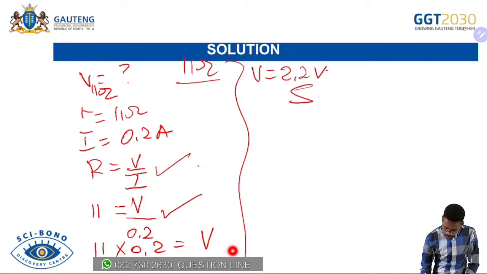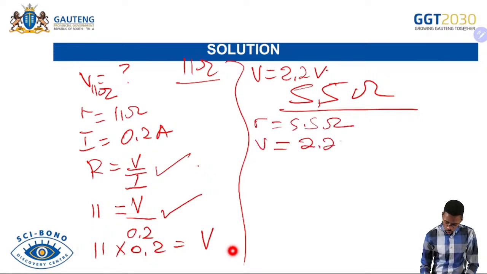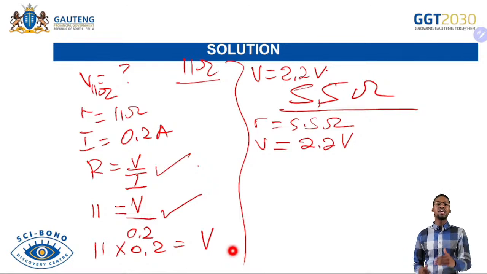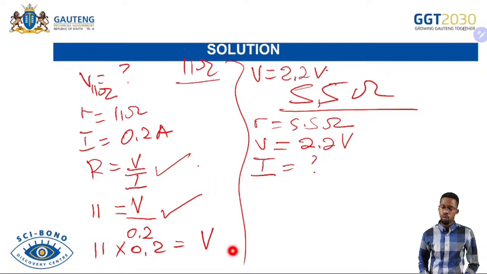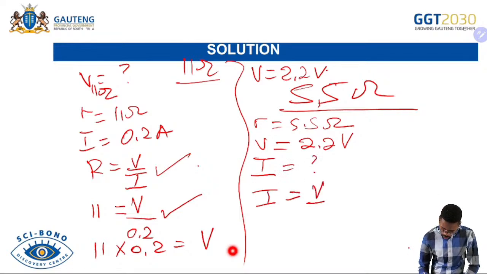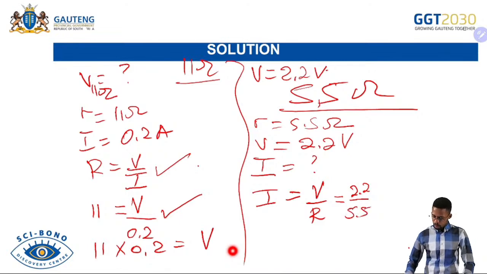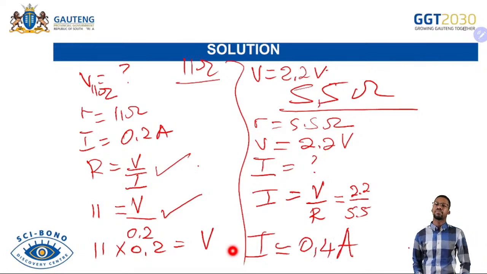So now for the 5.5 ohm resistor, we do have R, which is 5.5 ohms. Now we know the potential difference is 2.2 volts. Why? Because the 5.5 ohm and 11 ohm resistors are parallel to each other. So we can calculate the current. You write the formula: current is equal to V divided by R. What is your V? 2.2. What is your resistance? 5.5. Then you punch your calculator, and the current will be 0.4 amperes.